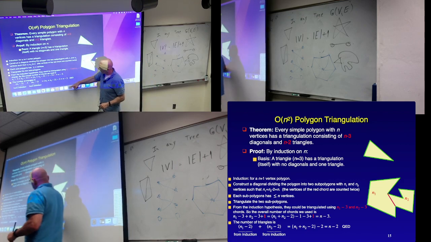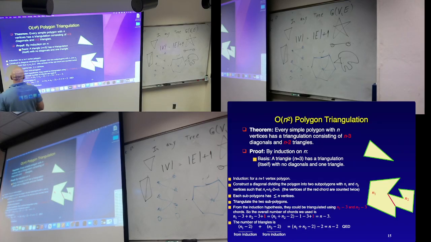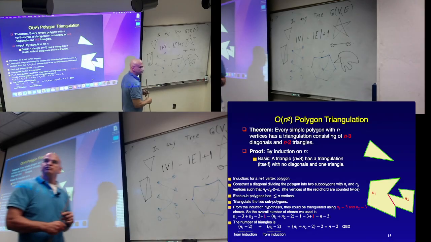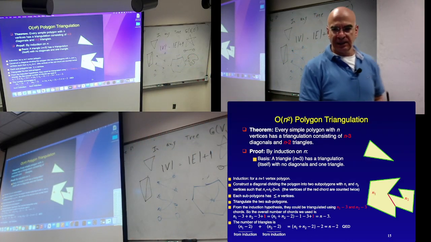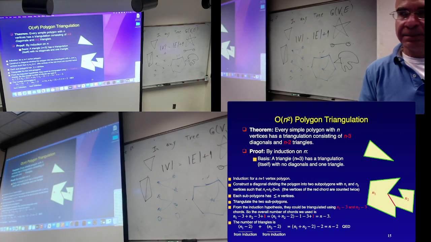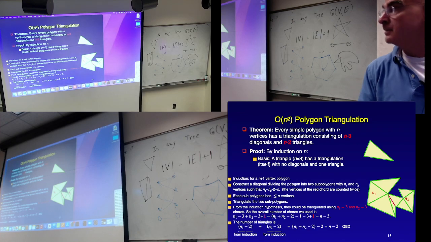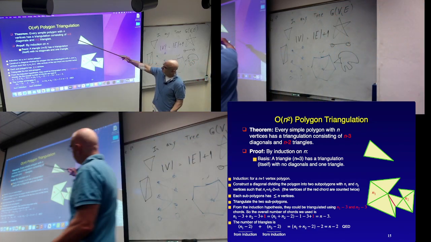Okay, so n equals n1 plus n2 minus 2. That's the number of original vertices. What's important is that each one of these new polygons has less than n many vertices. The left side and the right side have fewer than n, so I can apply the induction assumption for it. For every polygon with n vertices, I can triangulate it using what the formula tells me.